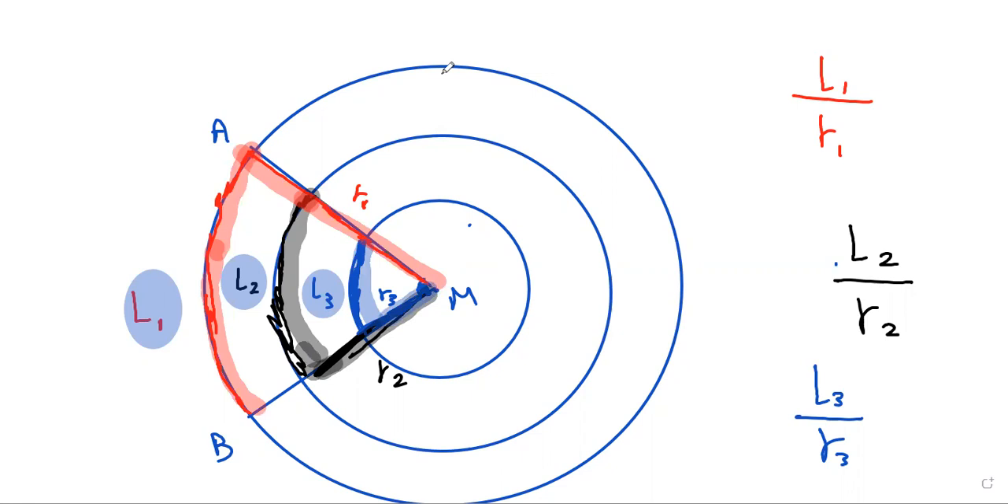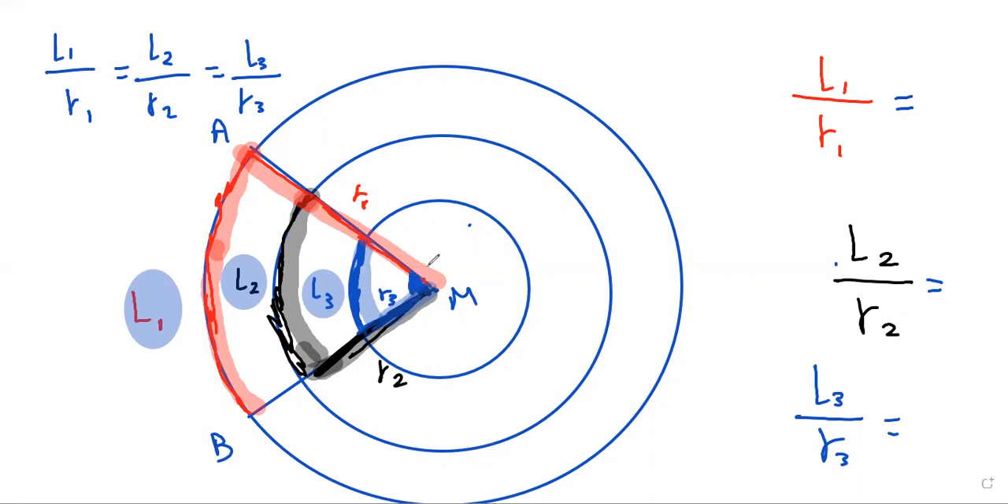Mathematicians found that the ratio between all of them is the same, because when the length of the arc decreases, the radius decreases. So all of them have the same ratio: L1 over R1 equals L2 over R2 equals L3 over R3. And this ratio will not change; it's constant.